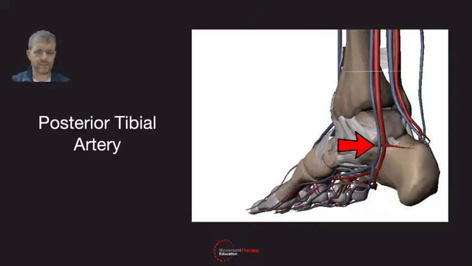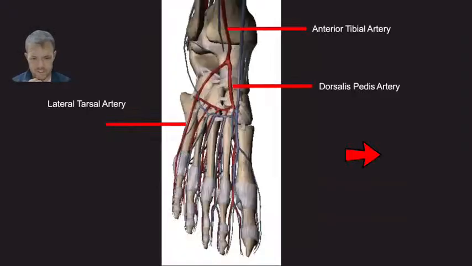This one's quite easy to palpate as well. You find that malleolus and then you just put your fingers behind, and it's usually quite a strong pulse. This is quite a big artery compared to the dorsalis pedis, which is quite small. You can usually feel this one easier than the other one.